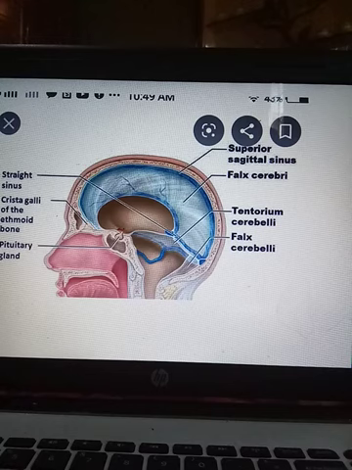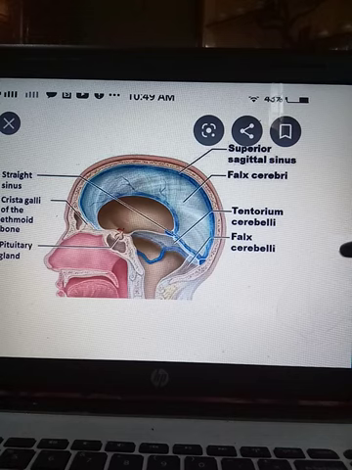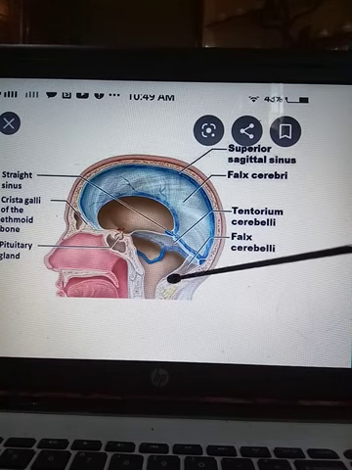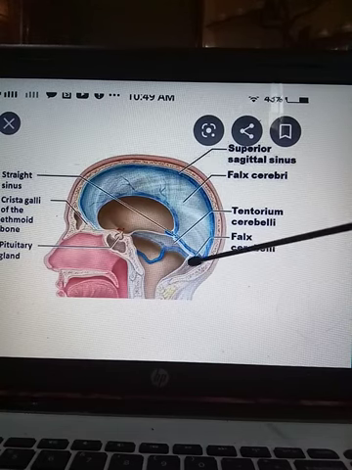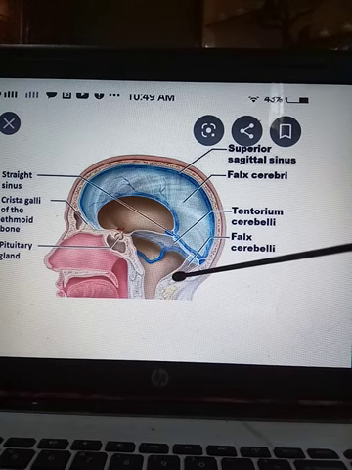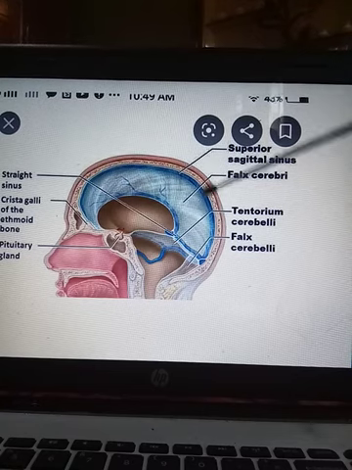We had talked about your falx cerebri and then your tentorium cerebelli. You have one more modification of dura mater, that is the falx cerebelli. This is your falx cerebelli. This small structure is again sickle shaped. Can you see? It is again sickle shaped like the falx cerebri.